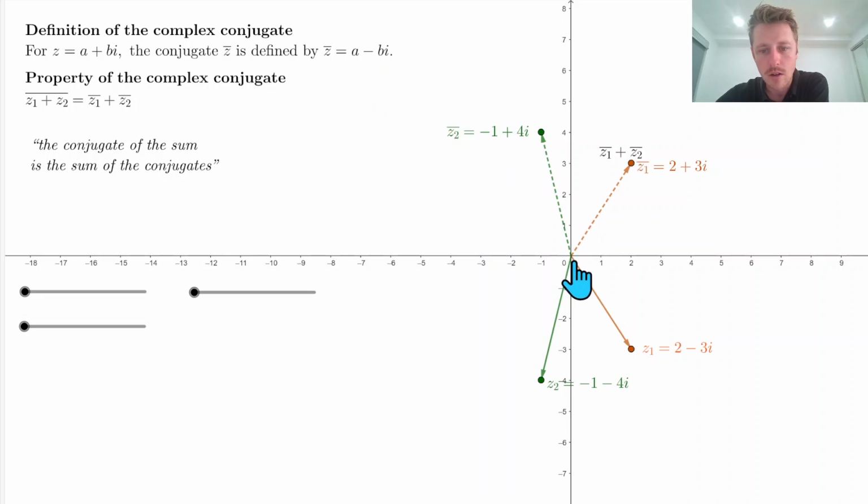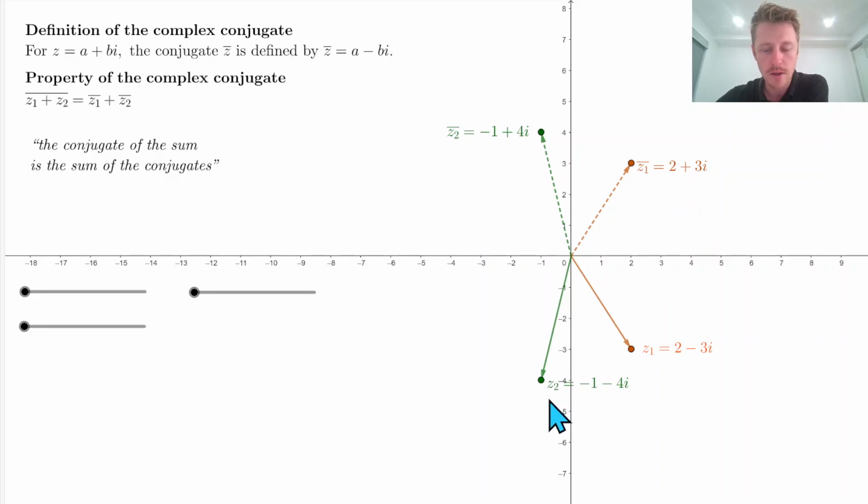Let's look at this orange arrow here. This is the complex number z1, and you can see the real component is 2. The imaginary component is -3. If we were to negate the imaginary component, we would get 2 plus 3i. So in sort of dashed orange here, we can see that z1 bar is 2 plus 3i. All right, so z1, this is the conjugate. Z1 bar is 2 plus 3i.